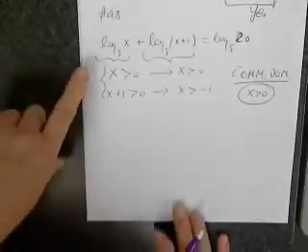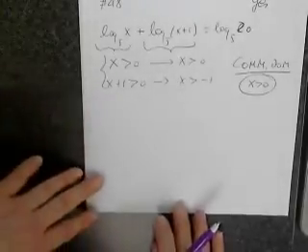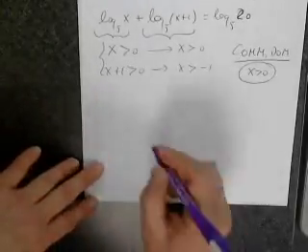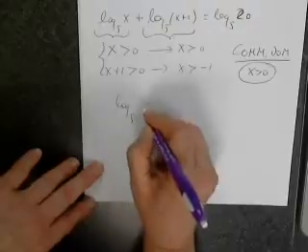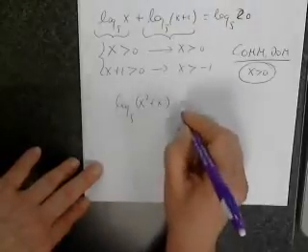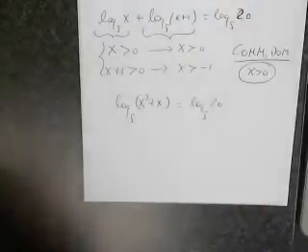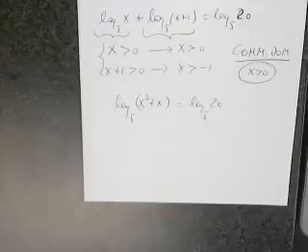Good. Now I need to condense the left-hand side. How do I condense the left-hand side? Using properties of logs. Log base 5 of x times x plus 1. Very good. Allow me to write it as x squared plus x. Exactly what you said. X times x plus 1 is x squared plus x.